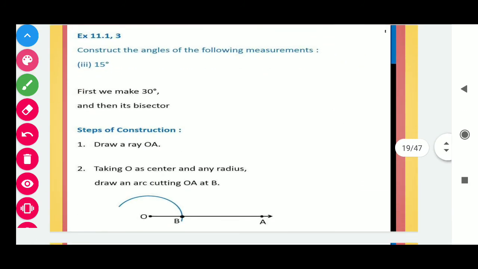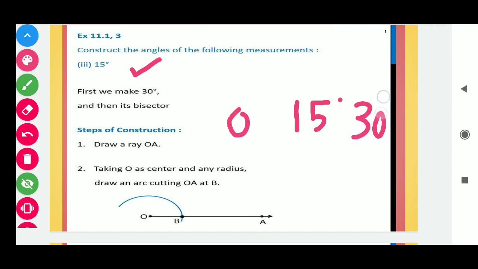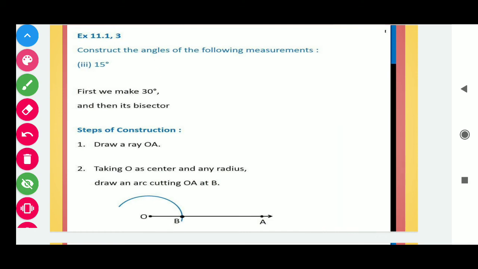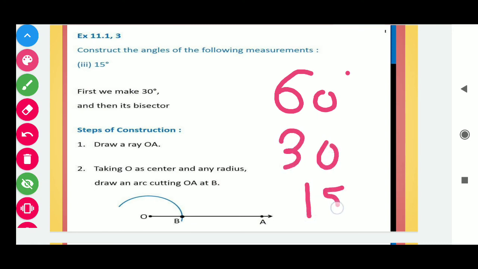Now we have to construct the 15-degree angle. Now students, 15 is the middle point of 0 and 30. So first we have to construct the 90-degree angle. Then half of 90 is 45. Then half of 45 is 22.5. So students, you can see that in the previous question we constructed 22.5 degree using the half concept. But now in this question first we make a 60-degree angle, and half of 60 is 30 and half of 30 is 15-degree. So first we have to construct this 60-degree angle.